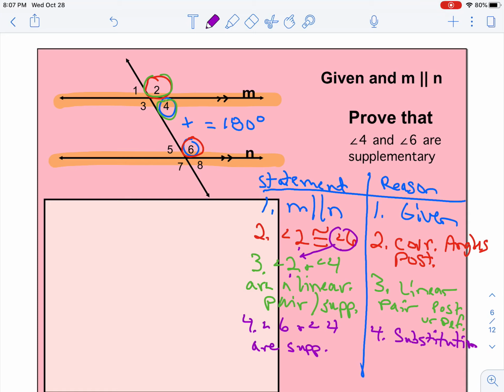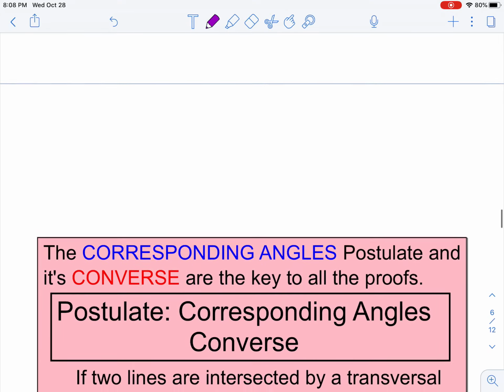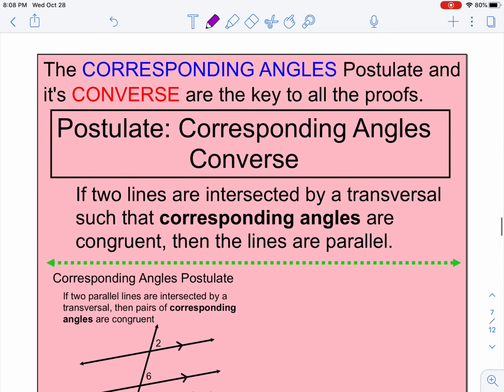But I'm trying to simplify it a little bit, and hopefully you could see sort of the flow of these proofs so far. What I've been trying to show you is that this corresponding angles postulate is kind of the key to how we go about proving any of those parallel lines theorems. So the corresponding angles postulate and its converse are the key to all of these proofs that we're going to be doing.